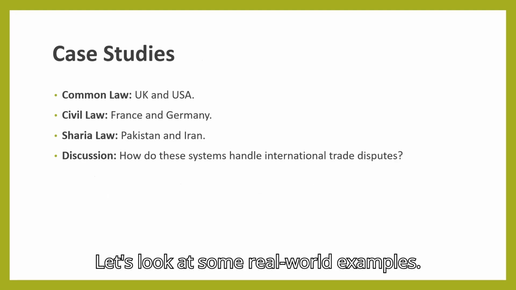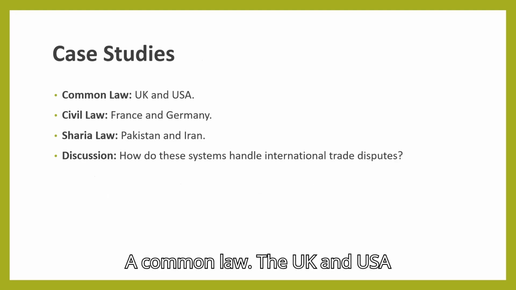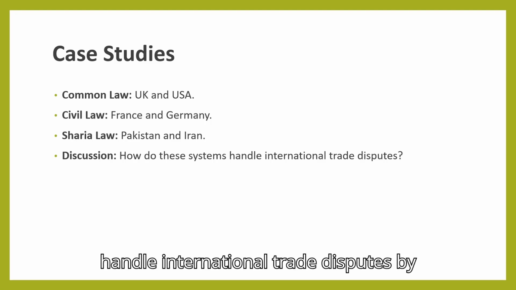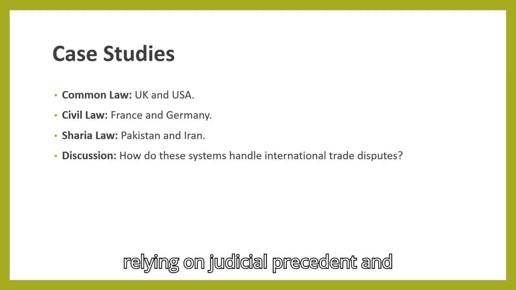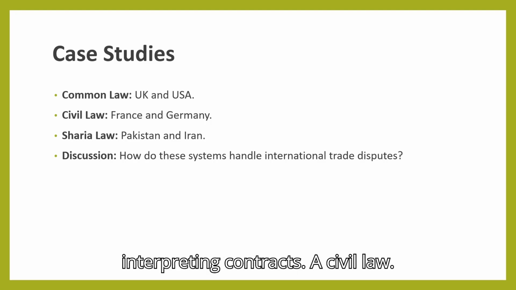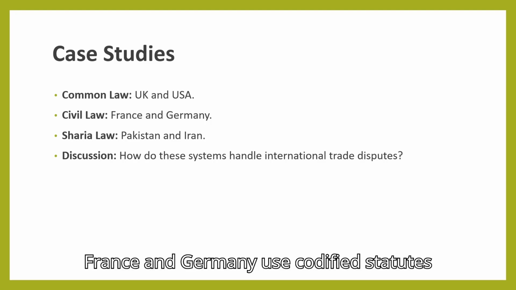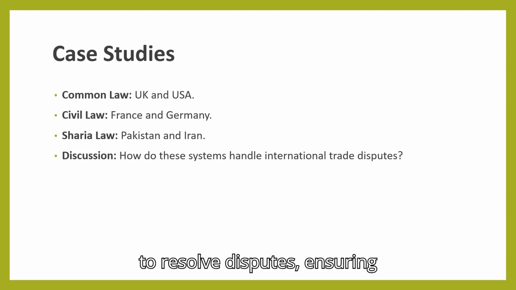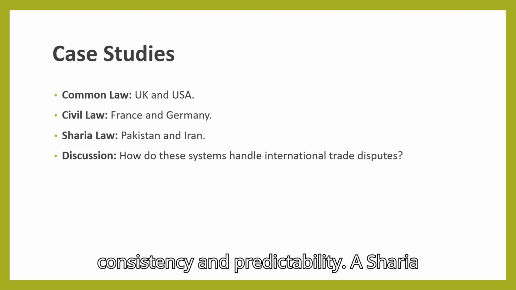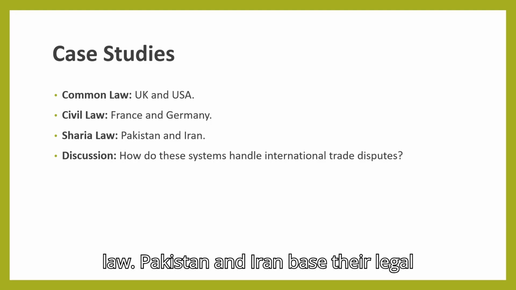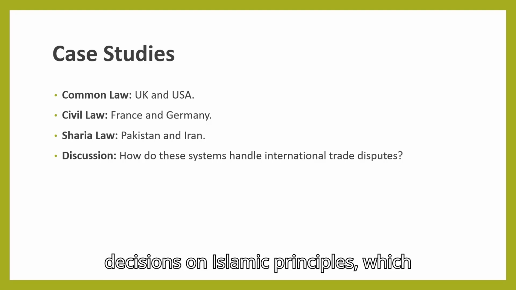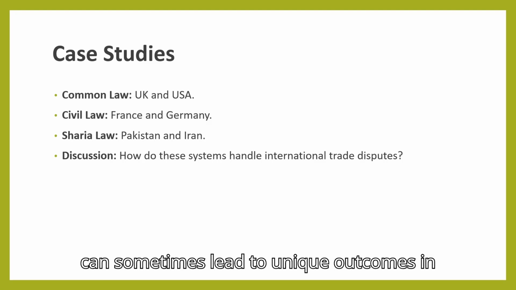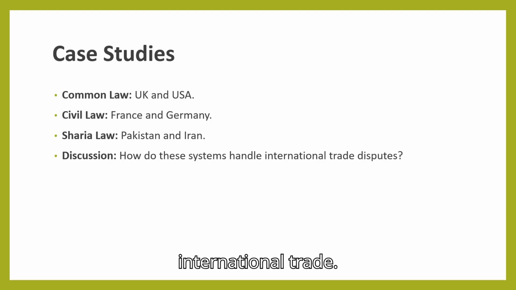Let's look at some real-world examples. Common law: the UK and USA handle international trade disputes by relying on judicial precedent and interpreting contracts. Civil law: France and Germany use codified statutes to resolve disputes, ensuring consistency and predictability. Sharia law: Pakistan and Iran base their legal decisions on Islamic principles, which can sometimes lead to unique outcomes in international trade.